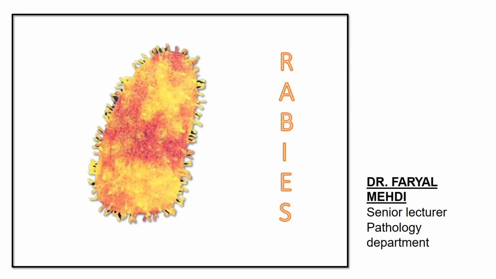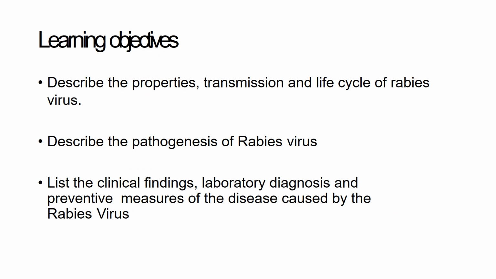So, today's lecture topic is rabies virus, and we'll be starting with the learning objectives of this lecture. We'll be discussing the important properties, the transmission, and the life cycle of rabies virus. We'll be discussing the pathogenesis of rabies virus, and we'll be listing the clinical findings, laboratory diagnosis, and preventive measures of the disease caused by rabies virus.